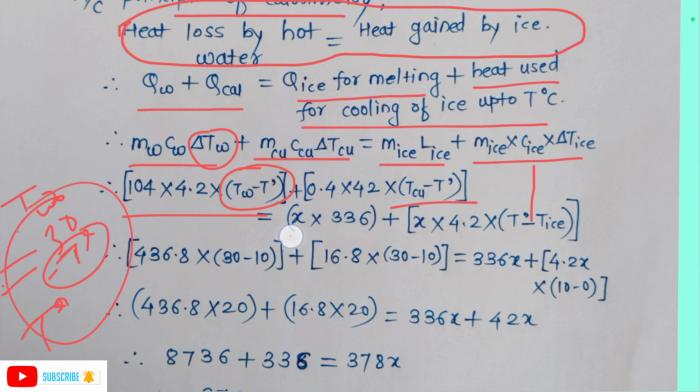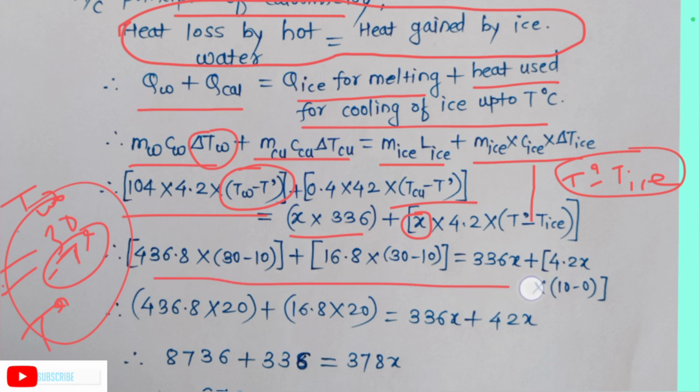Now look, on the right hand side, what is x? It is the mass of ice, which we have to calculate. Then we have to see what its specific latent heat was: 336. So I have written it now, plus mass of ice, that is x, that I have to calculate here. Then specific heat capacity of the ice, that is 4.2, and then the temperature difference between the two temperatures of the ice. Now T dash, what is T dash? It is the temperature of the mixture. And what is T ice? It is the initial temperature of the ice, that is 0 degrees Celsius. So I will put the values accordingly. Okay, you can check this step properly again.